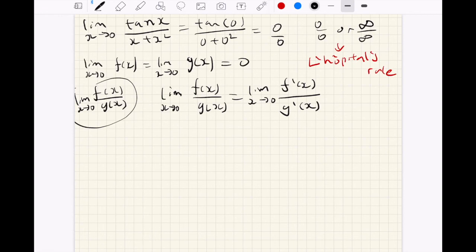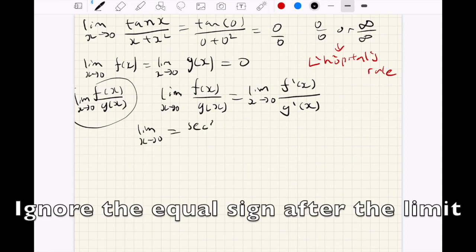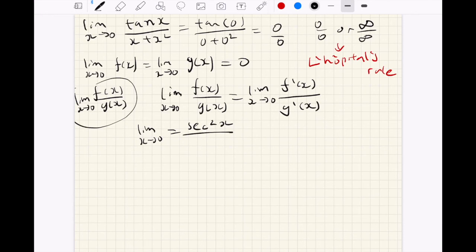So the derivative of tan x over x is simply secant squared x over the derivative of x plus x squared, which is going to be 2x plus 1. And when we plug in 0 again, secant squared x is just going to be 1, because secant squared x is 1 over cosine squared x. Cosine 0 is 1, squared that is still 1, 1 over 1 is 1. And 2x plus 1, when you put 0, it just becomes 1. So the answer is 1.